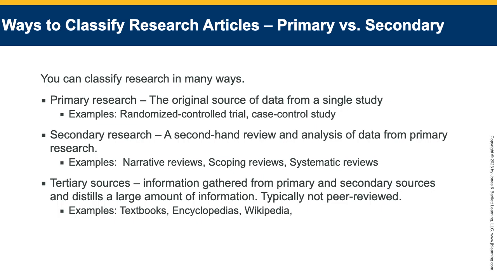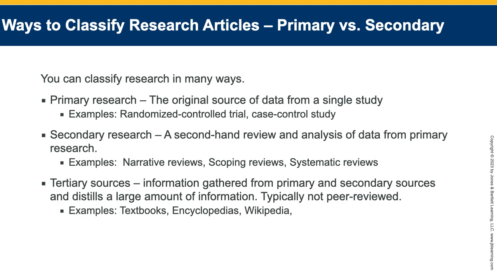You can classify research articles in different ways; however, there are two main subtypes: primary and secondary. When we talk about primary research, we're talking about the original source of data from a single study. Primary research is data which is obtained firsthand. Researchers collect data directly rather than depending on data collected from previous studies. Examples of primary research include randomized control trials, case control studies, and experimental studies.